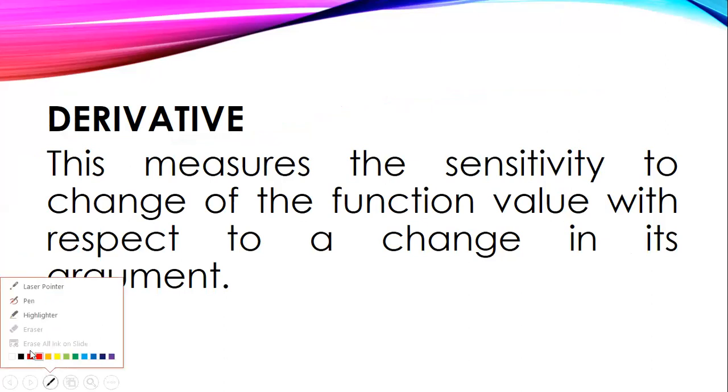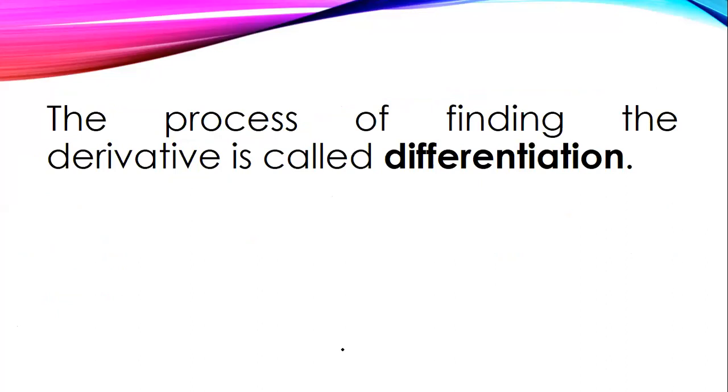Derivative. This measures the sensitivity to change of the function value with respect to a change in its argument. This is how we define the derivative. The process of finding the derivative is called differentiation. So when we are solving for the derivative of a given function, the process is called differentiation. That's why whenever you are asked to differentiate a function, you have to solve for its derivative.